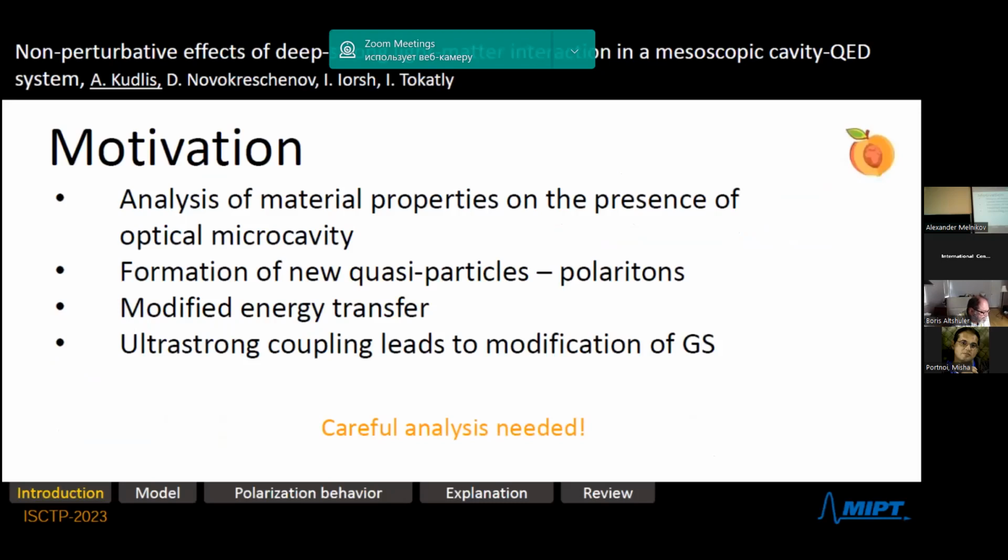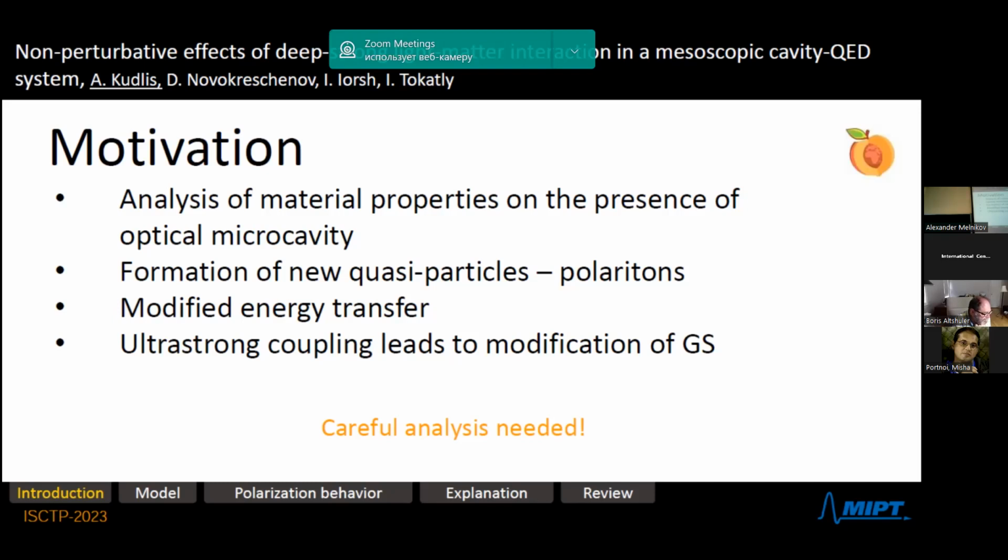So, motivation. It's not a secret that there is a rapidly growing direction of research called chemical polaritonics, or polaritonic chemistry, where people try to analyze the changes in behavior when they put some material system in an optical microcavity. The prime importance here is the regime of strong coupling interaction between light and matter.